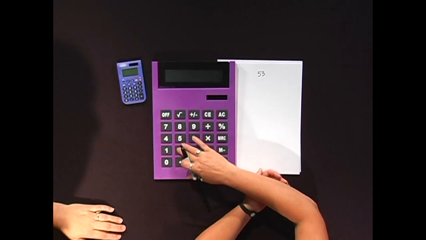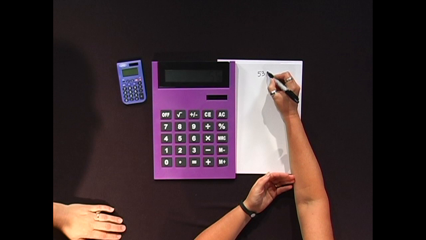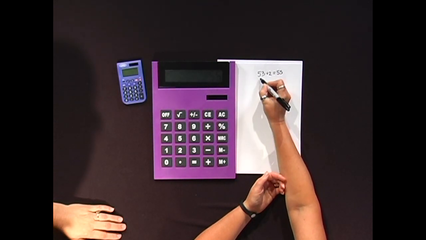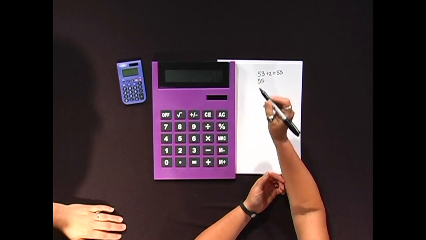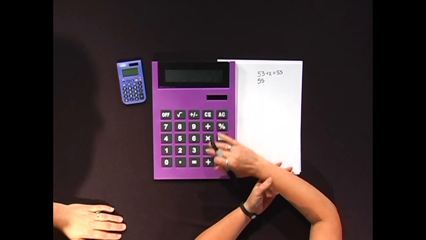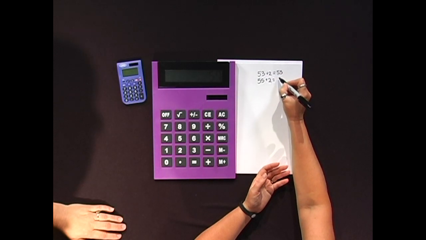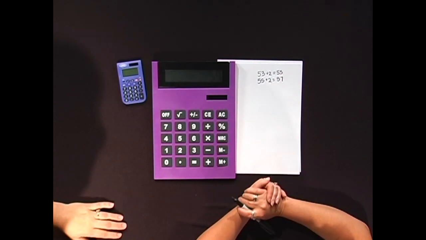Well, I'm going to add 2. And that got me to 55. So you aren't there quite yet. And then you said 57? I'm going to add another 2. And that gets me to 57. And you made it. Perfect. That's added 4 total.